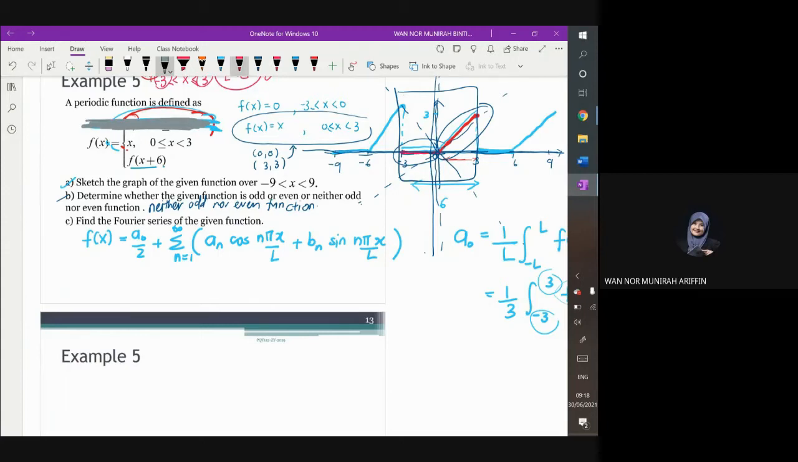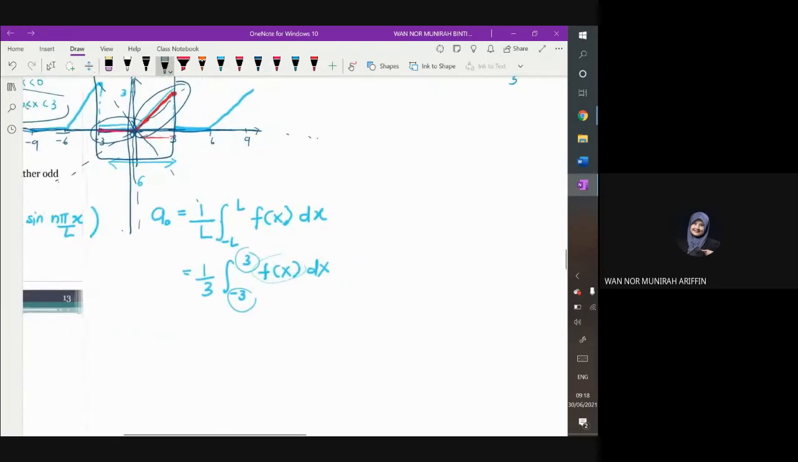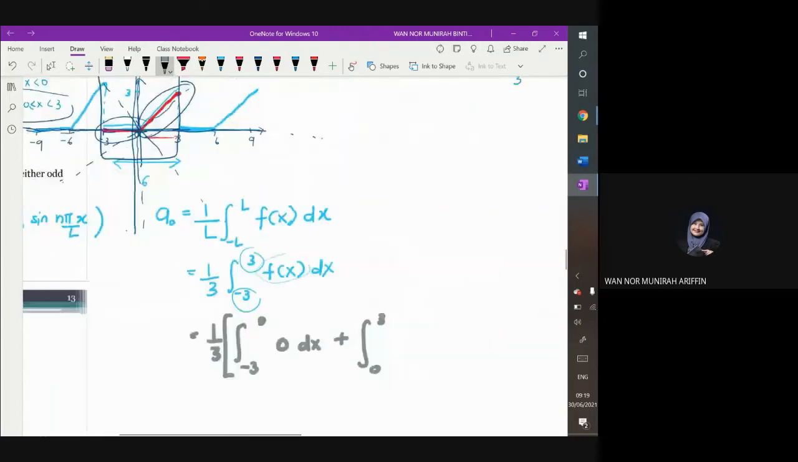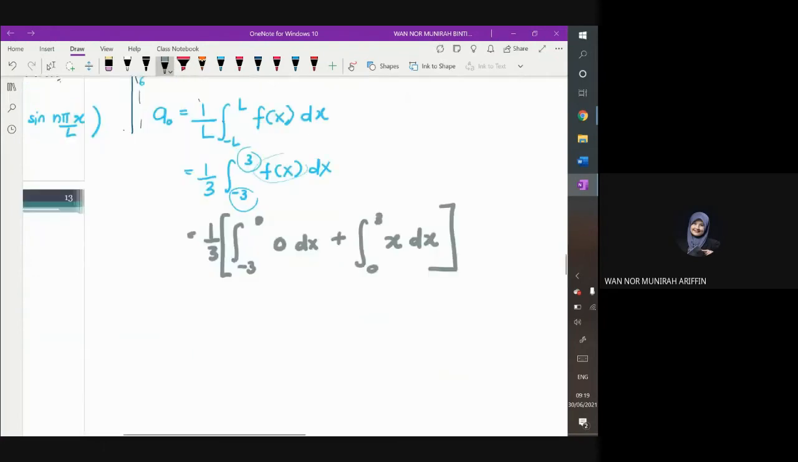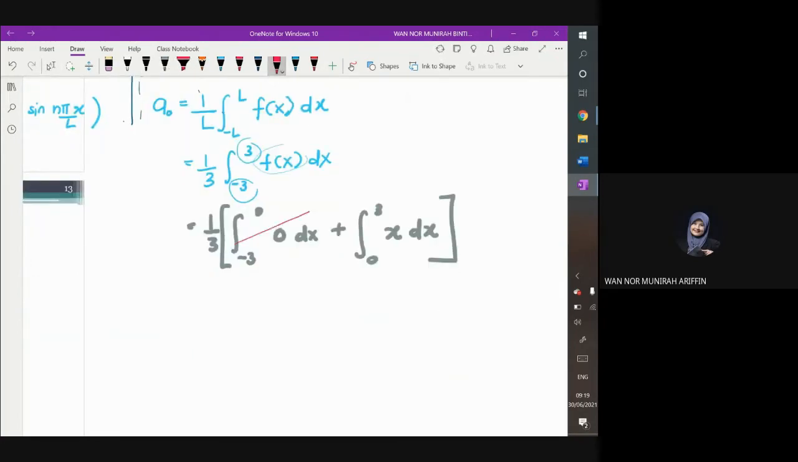We go to the next one. So f(x) equals x when x is from 0 to 3. So I write 1/3, from negative 3 to 0, I have 0 dx, plus from 0 to 3, I have x, f(x) is x, dx. This first one goes to 0, no need to calculate.